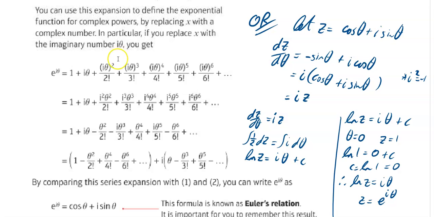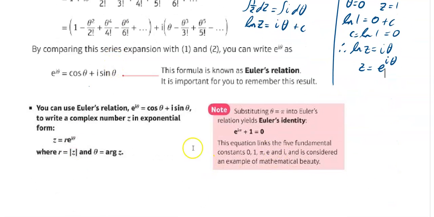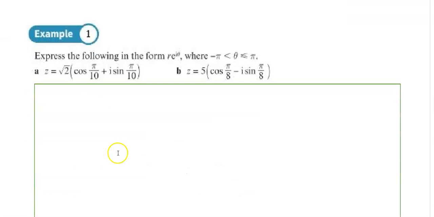Okay, and it's just next, the rest of that is just a wee summary. So then you say z is equal to r times e to the i theta, where r is your modulus of z and theta is your argument of z. Okay, on to a few examples then.